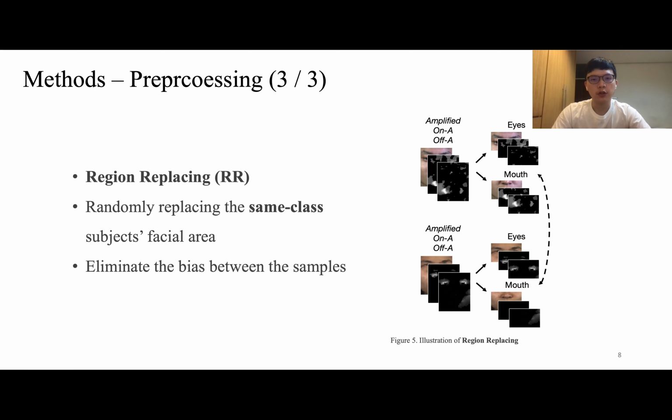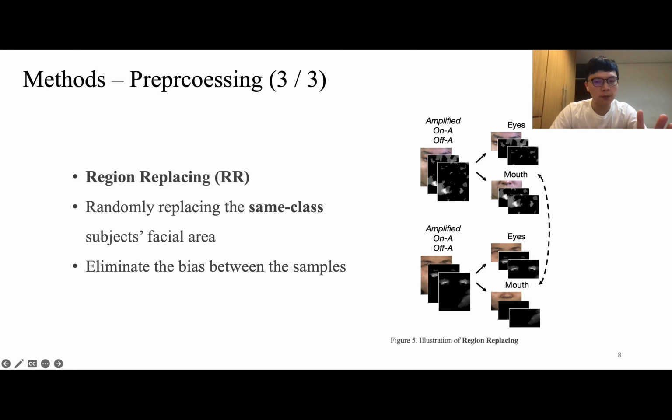The next step is to increase the training diversity. So we introduce a new data augmentation technique called region replacing, abbreviated as RR. What it does is randomly replace the facial area with that of another subject in the same class. Here's an example. Here are two samples, and they are both happiness, in the same class. They can exchange the eyes image or the mouth image.